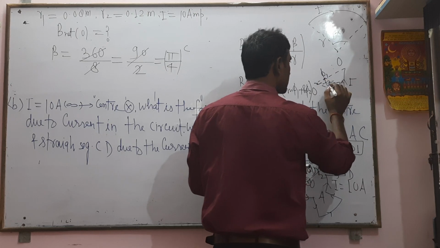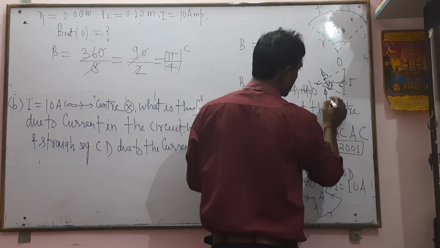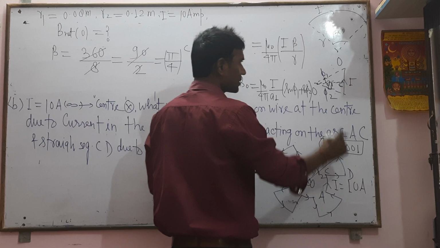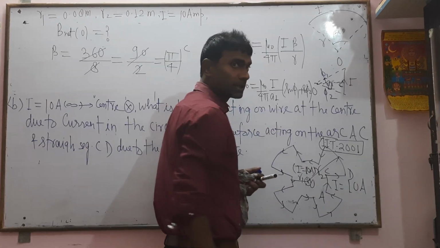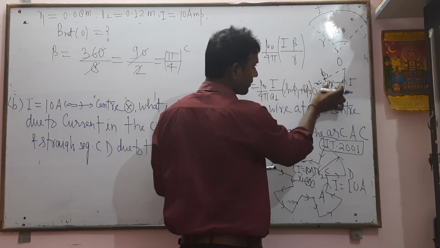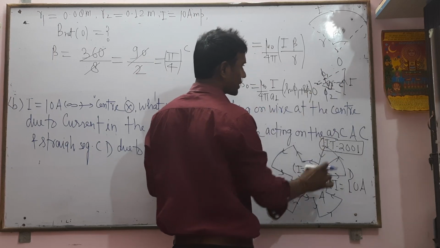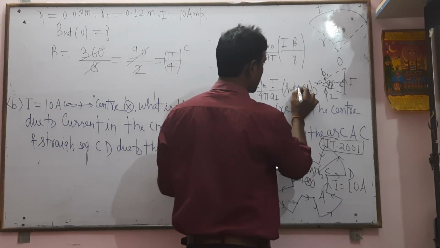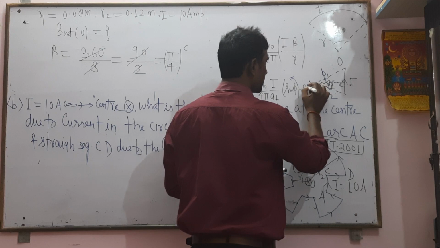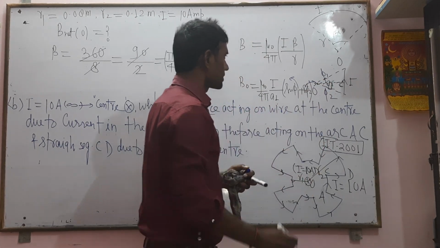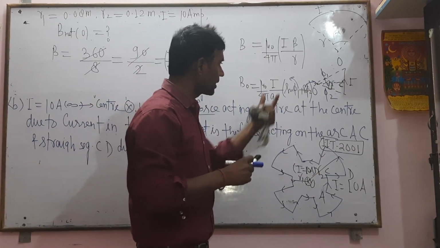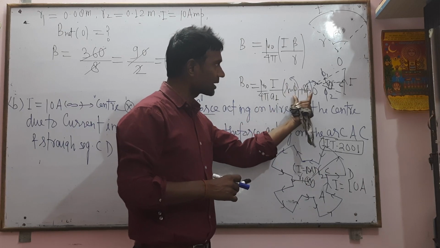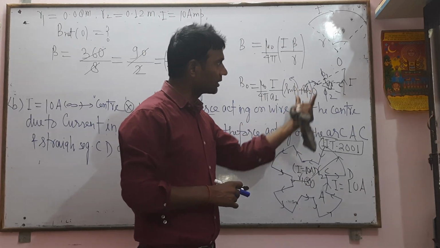This is phi 1 and this is phi 2. So for the perpendicular distance, this is phi 1, this is phi 2, and they are in the opposite sense. Let us suppose this one is anticlockwise and this one is clockwise. So the field is mu naught by 4 pi, I by A perpendicular, into sine phi 1 plus sine phi 2, with phi 1 and phi 2 in the opposite sense.